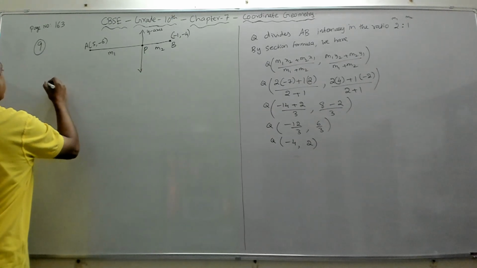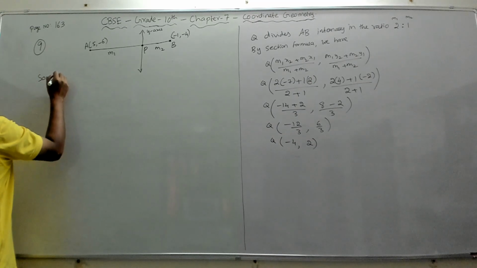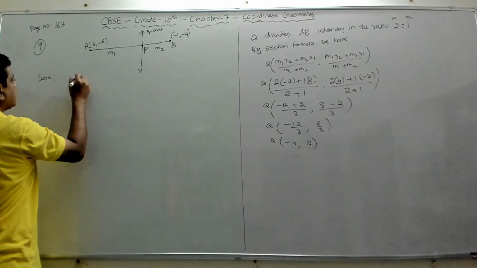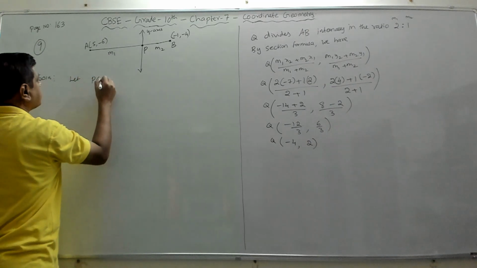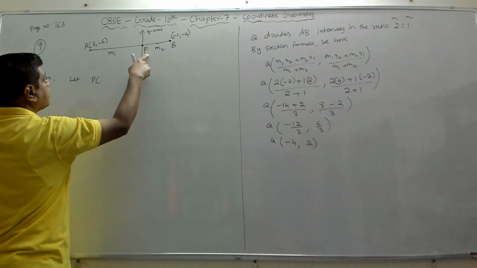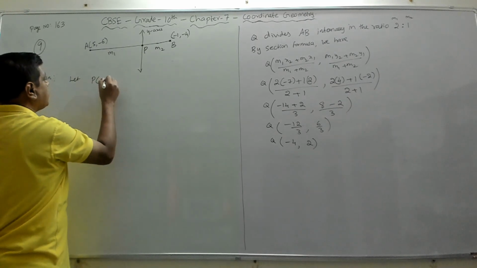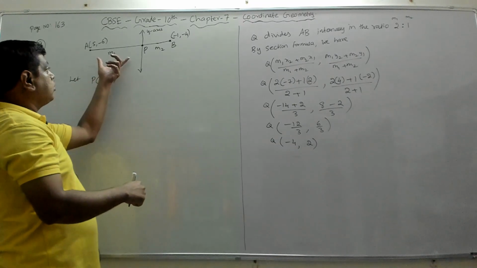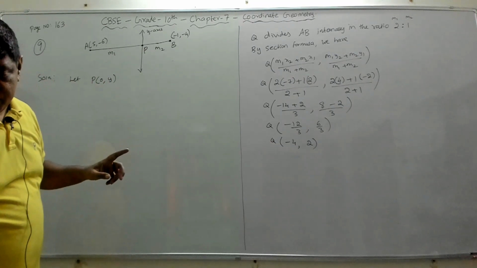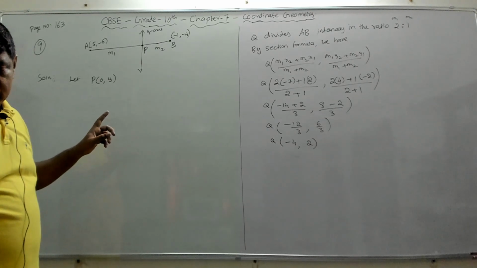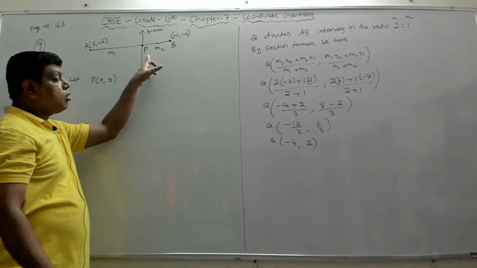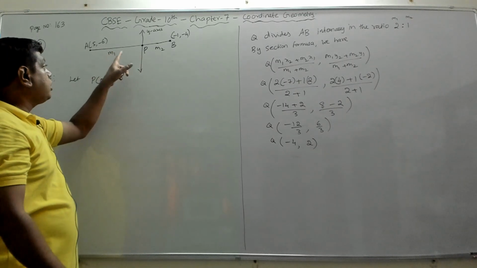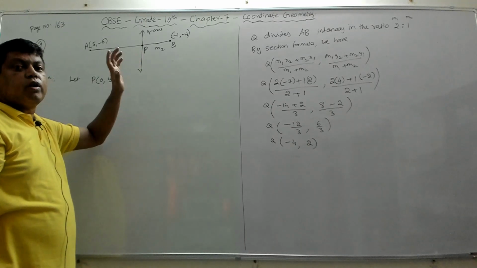So I'll write the solution here. Solution is, let P be any point on the y-axis. Its x-coordinate will be 0, and y-coordinate is some y. Now we have to find the ratio in which the y-axis divides the line segment joining these 2 points. Also we should find the coordinate of P. So we have to find the ratio M1 is to M2, and also the point P.